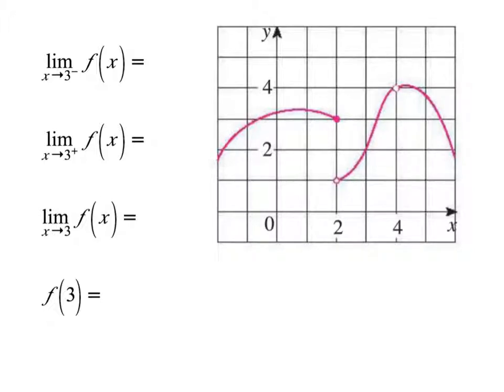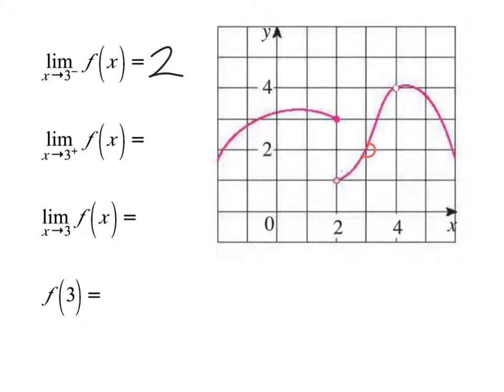So it's basically saying, as you're approaching 3 from the left-hand side, so here's 3, as I'm approaching it from the left, like this, what number am I approaching? Okay, and so I look to see, what is that y value that I'm approaching there? 2. And so that would be the limit as x approaches 3 from the left-hand side. It would be 2.